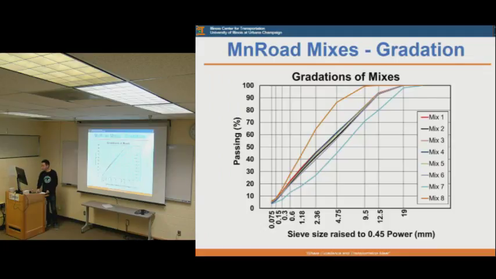This figure shows the gradations of these 8 mixtures. As you can see, mix 1 to mix 8 have pretty similar gradation, and these mixtures are all from the Mineral Test Track facility. The orange curve shown here shows the N50 lab mix from the previous study here, and the blue curve shows the gradation for the IDOT base mixture.